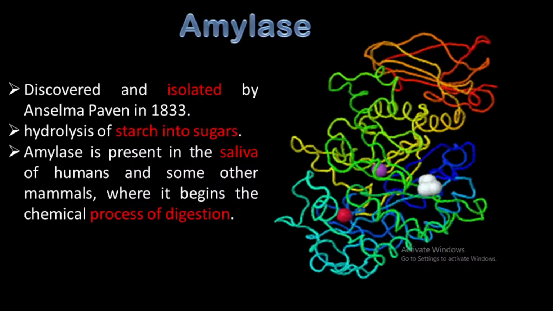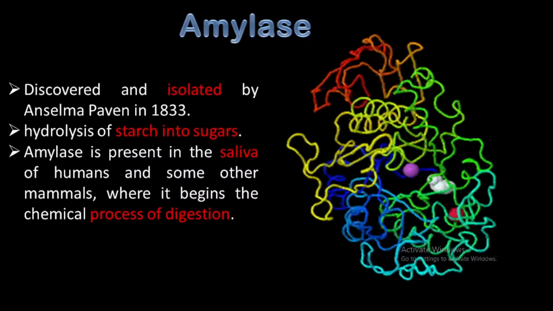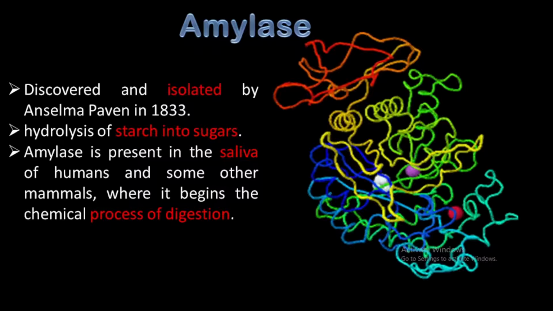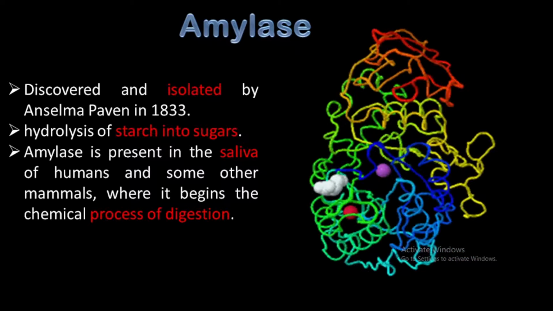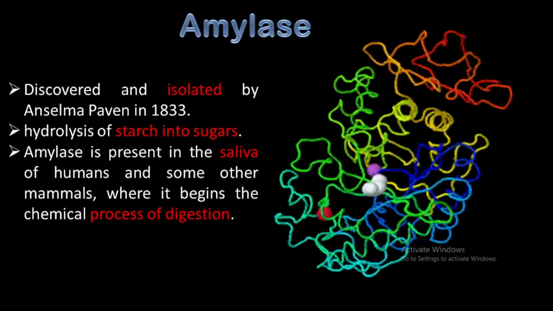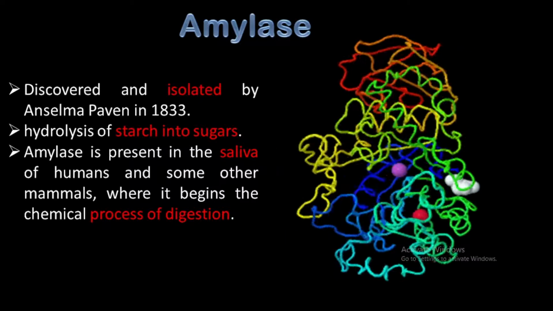Amylase. Amylase was discovered and isolated by Anselme Payen in 1833. It hydrolyzes starch into sugar and is present in the saliva of humans and some other mammals, where it begins the chemical process of digestion.